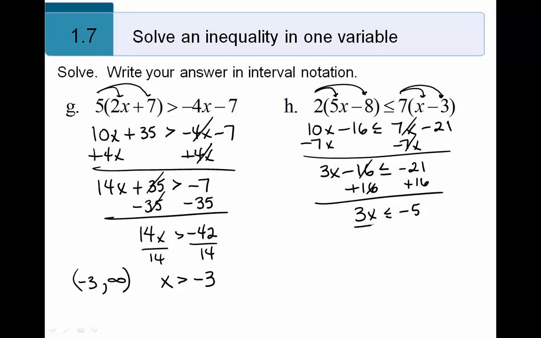Our fourth and final step is to remove the coefficient. We'll divide both sides by 3, giving us x is less than or equal to negative 5/3. Since our solution set is all numbers less than or equal to negative 5/3, negative 5/3 is a part of the solution set, and we'll indicate that by putting a bracket on negative 5/3. Since we're looking for numbers less than it, they would extend to the left all the way to negative infinity.